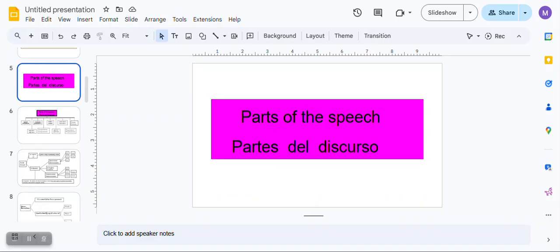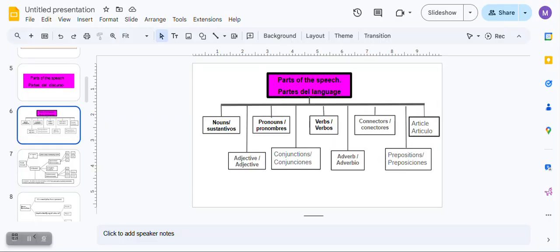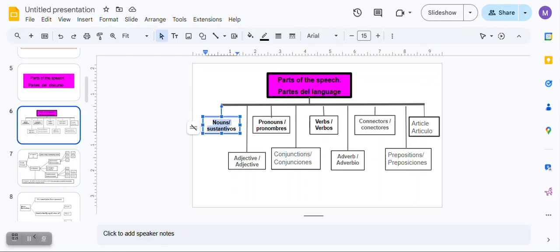Let's talk about the parts of the speech, or in Spanish, partes del discurso. There are different kinds of parts of the speech. We have nouns, or sustantivos. We have pronouns, or pronombres. We have verbs, or verbos. We have connectors, or conectores. We have articles, or artículos. We have adjectives, adjetivos. We have conjunctions, conjunciones. We have adverbs, or adverbios. Prepositions, or preposiciones.